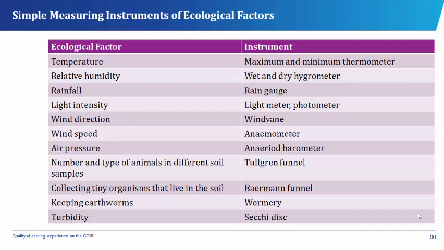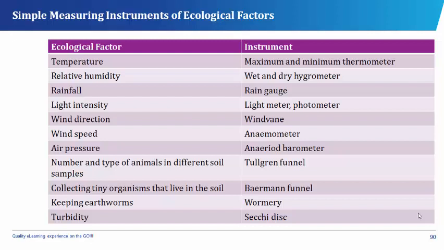For temperature, maximum and minimum thermometer. For relative humidity, wet and dry hygrometer. For rainfall, rain gauge. For light intensity, light meter and photometer. For wind direction, we have the wind vane. For wind speed, we have the anemometer. For the air pressure, we have the aneroid barometer.